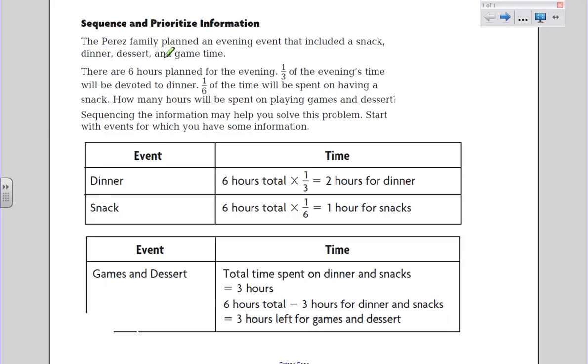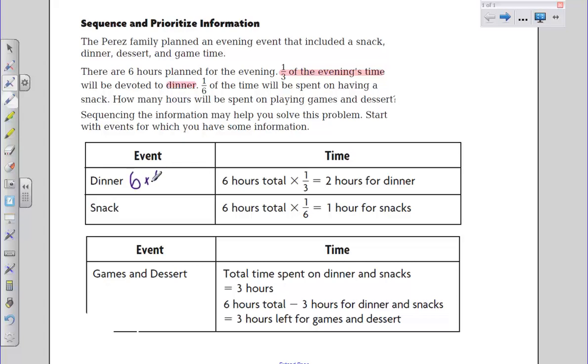Sequencing the information can help us solve the problem. We're going to start with the events for which we have information. So we have information about 1/3 of the time is for dinner. So let's start with that information. So I want to know what is 1/3 of 6. So to do that, I'm going to do 6 times 1/3. To do that, I need to put my 6 over a 1, and I'm going to find out that that is going to end up being 2. And that's what we have over here, 2 hours for dinner.